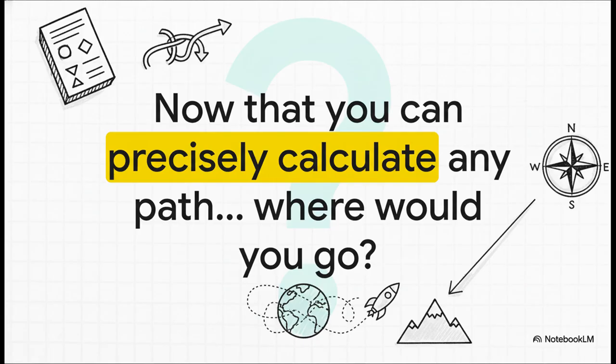So there you have it. We took messy, confusing arrows and turned them into a simple, elegant, and powerful recipe. We've seen how any combination of forces or movements can be calculated with perfect precision. It's a tool for predicting the outcome of any journey. So I'll just leave you with this question. Now that you know how to precisely calculate any path, where will you go next?